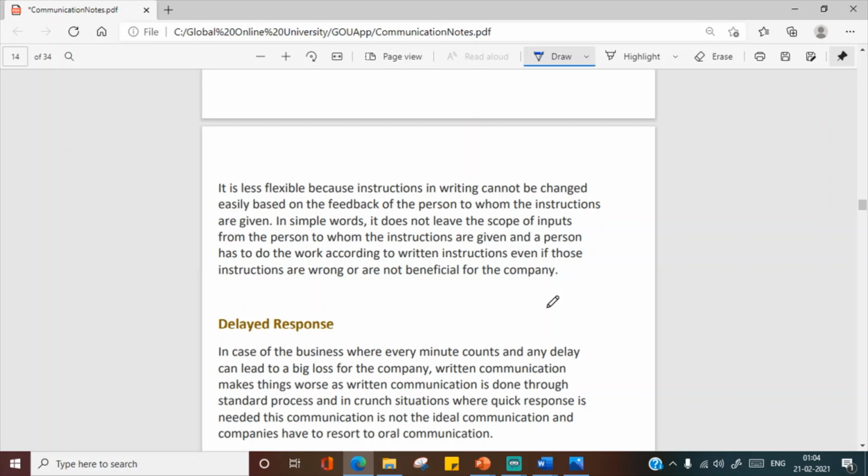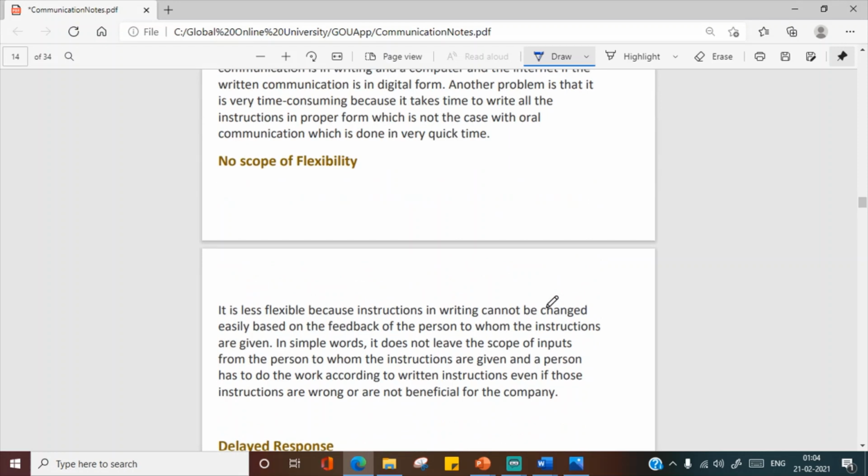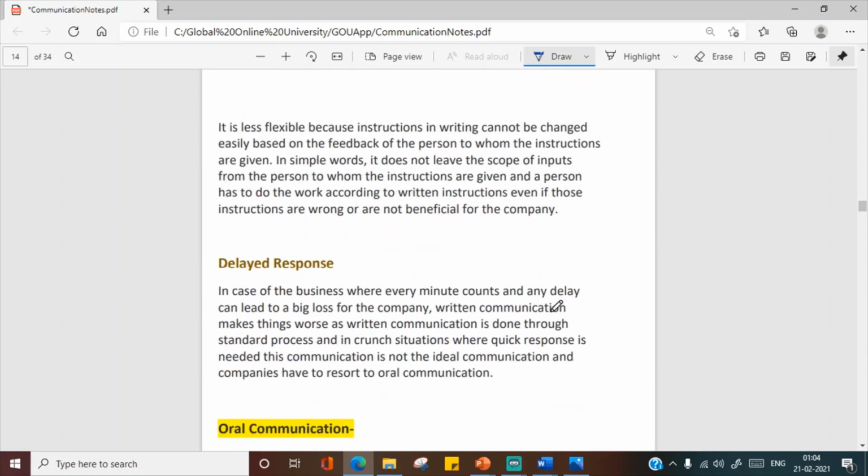for instance, there is a will. Your grandfather has a will. So there is no scope of flexibility if he is no more. Your grandfather is no more and he has written a will. No one can change this because there is no scope of flexibility in written communication.